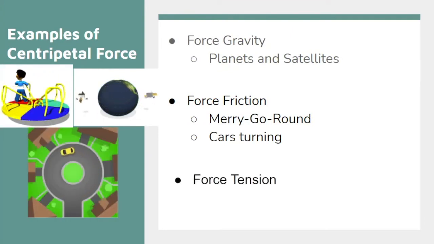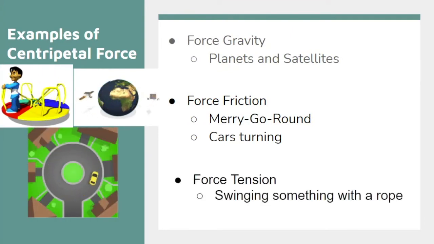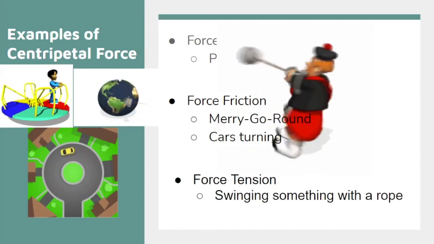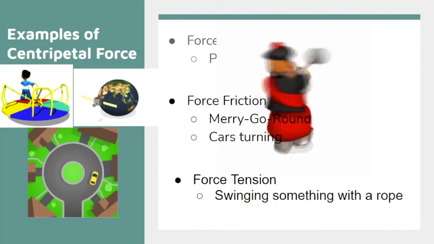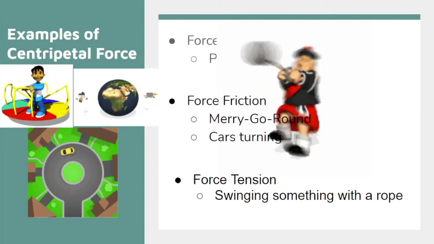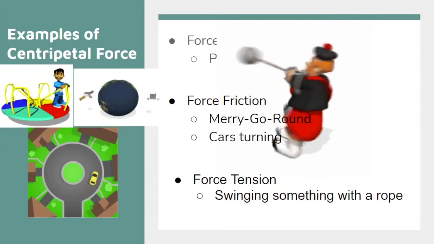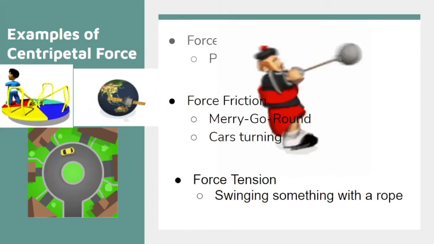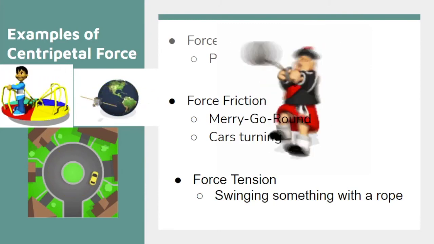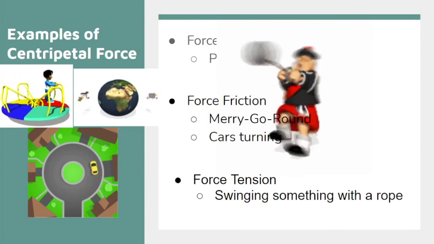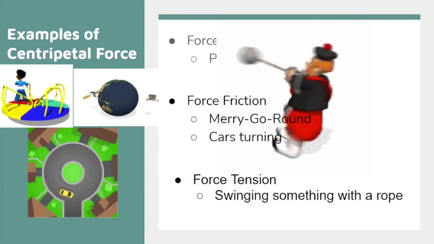The next force I want to talk about is tension, and an example of that could be swinging something with a rope above your head. In this instance, we have a guy swinging a weight around. The centripetal force, or the force that is pointed towards the center that is preventing this mass from flying off, is force tension. Because if we were to cut that string, this weight would just go flying off. And again, it would go flying off tangent to its orbit when it was cut.